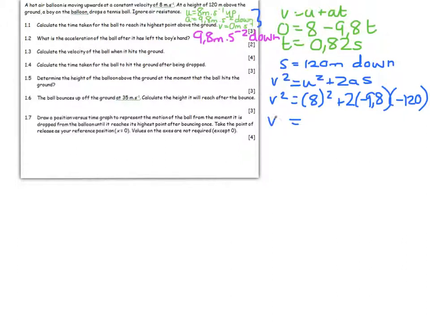When I rearrange that, and don't forget to square root, I get 49,15, and it turns out that it can be positive or negative. When it's hitting the ground, because when I square root it is positive or negative, obviously this ball is going downwards. It does say velocity, so it does expect a direction.